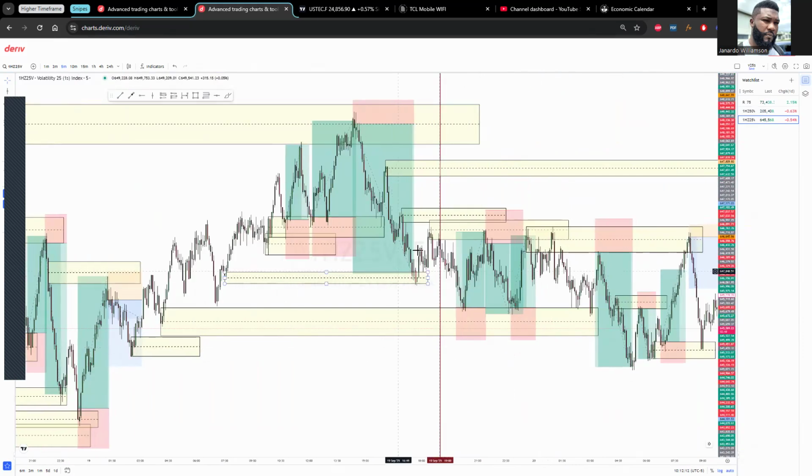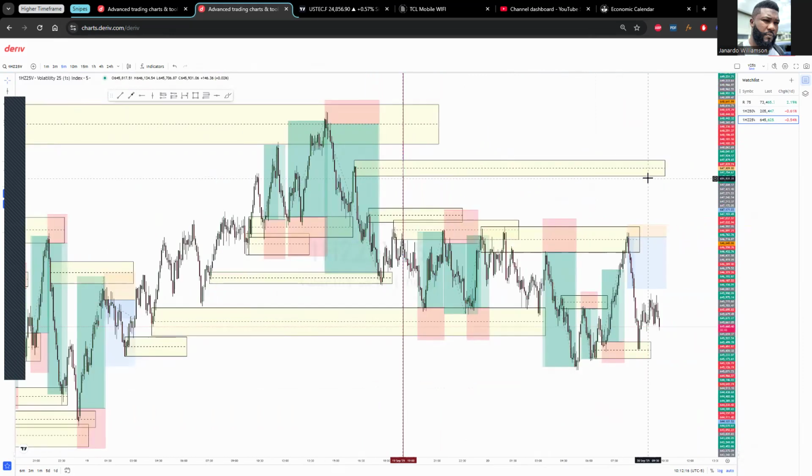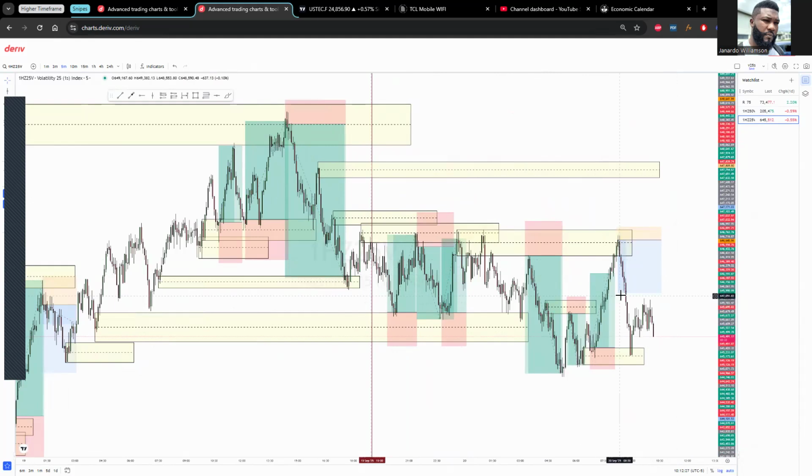Now, we're pretty much halfway through, more than halfway through the day. So this is Saturday's price action. I took a sell here and I got out right around here.